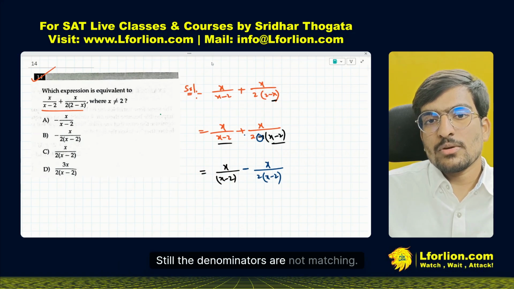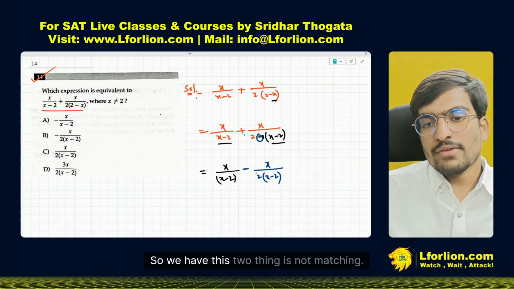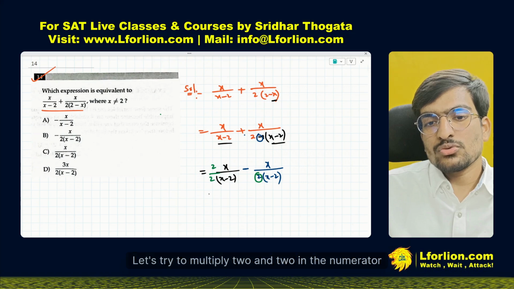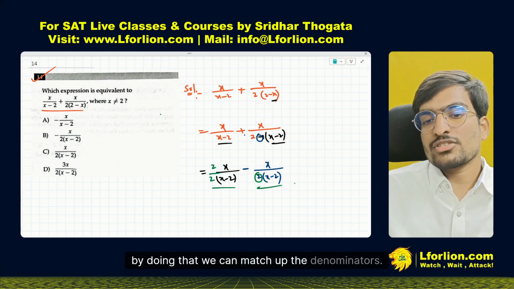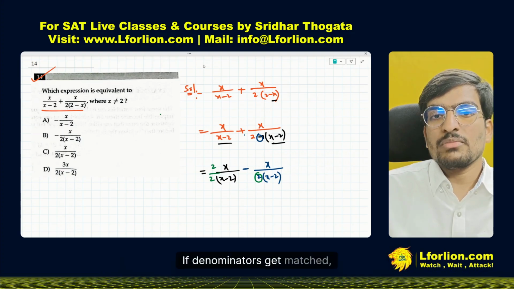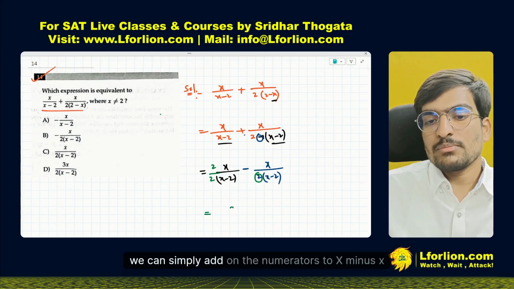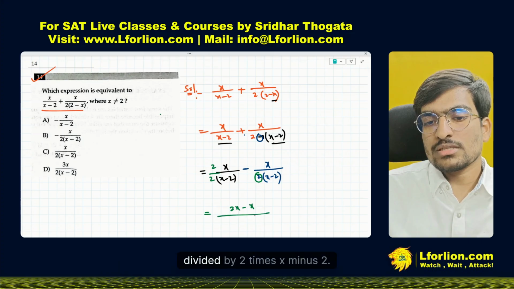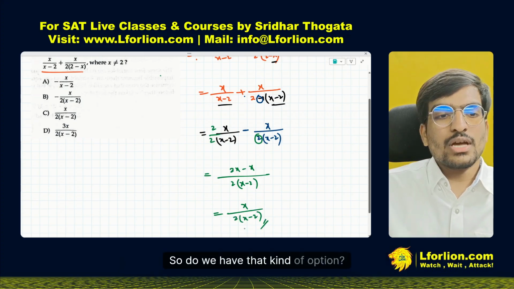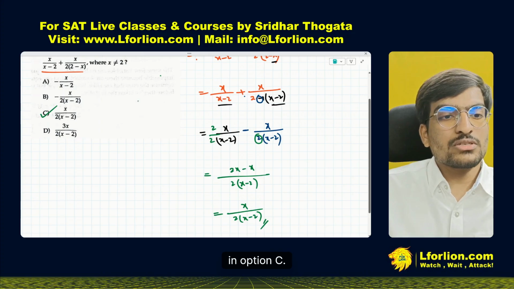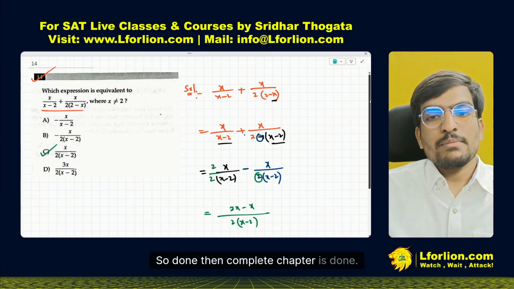Still the denominators are not matching. This 2 is not matching. Let's multiply 2 in the numerator and denominator. Even if you cancel, it's still the same. By doing that, we can match up the denominators. If denominators get matched, we can simply add the numerators: 2x minus x divided by 2 times x minus 2. So that's going to be x divided by 2 times x minus 2. Do we have that kind of option? Yes, in option C. So done. Complete chapter is done.